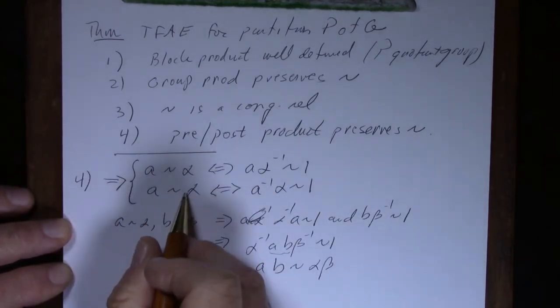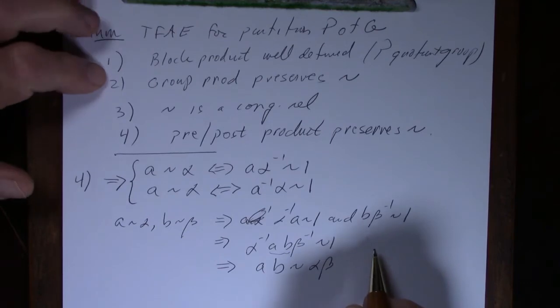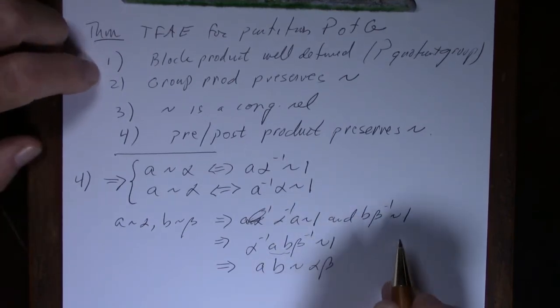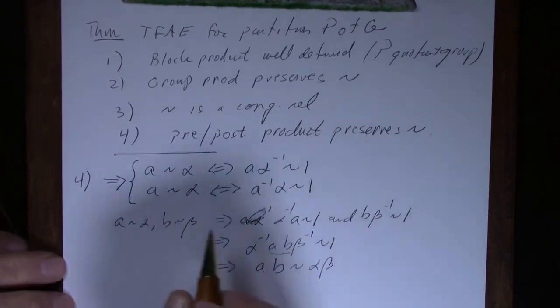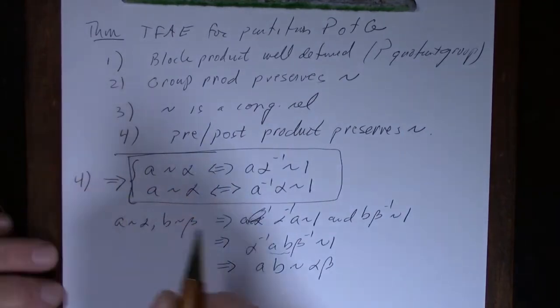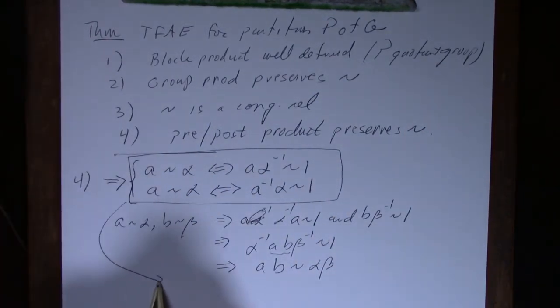So these two conditions imply preservation under group product, which is number 2 of our theorem here. So these two conditions are equivalent to these 4. How should we call these?